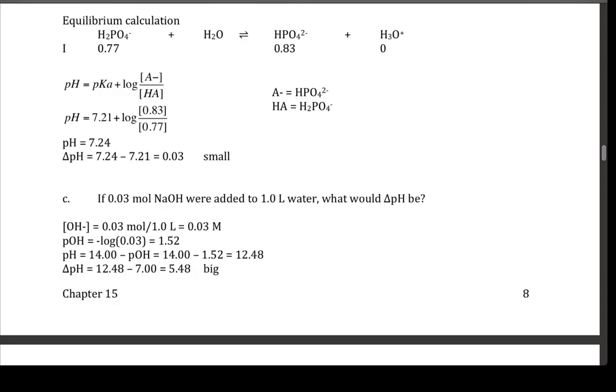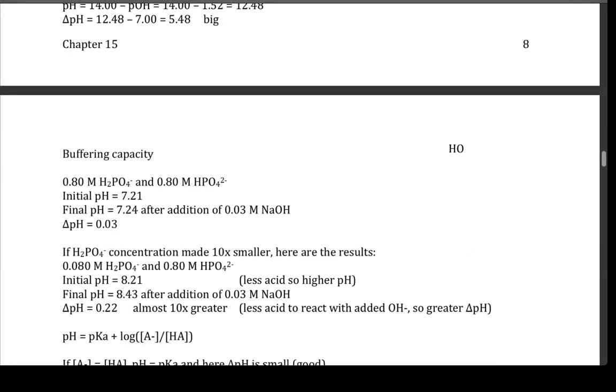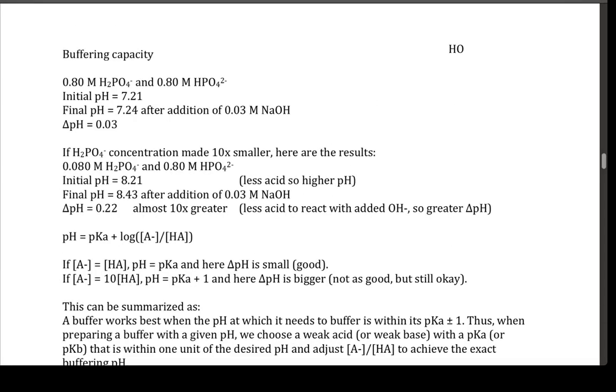Okay, so a review of this problem again is we have the buffer involving H2PO4 minus and HPO4 2 minus. And our initial amounts of the acid part and the base part of our buffer are 0.80 molar. They're equal. When a little bit of base is added to that buffer, the change in pH is 0.03, which is a small quantity. With that information, we're going to talk about buffering capacity.